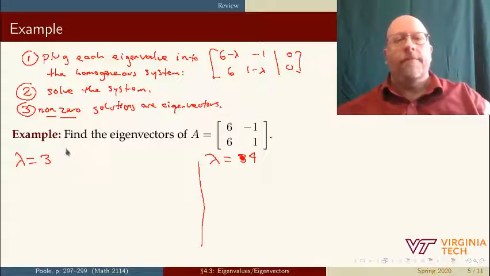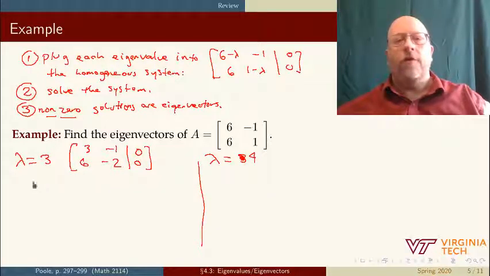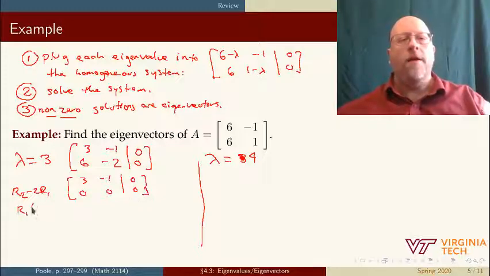So let's try this. If we plug in 3, 6 minus 3 is 3, and 1 minus 3 is negative 2. This is not hard to row reduce. It'll take us 2 steps. I will take row 2 minus 2 row 1, and that gives me 0, 0, 0. And then I'll take row 1, divide it by 3. I'll get 1, negative 1/3, 0, 0, 0, 0.